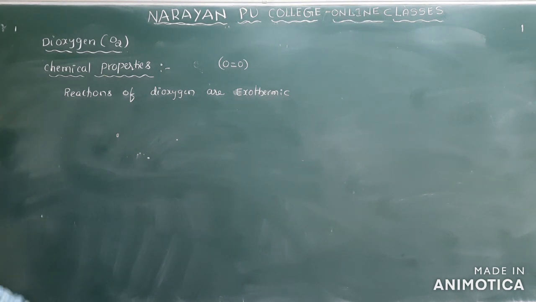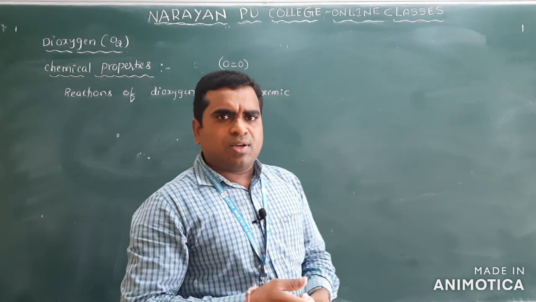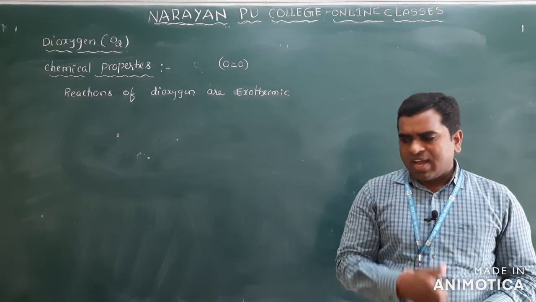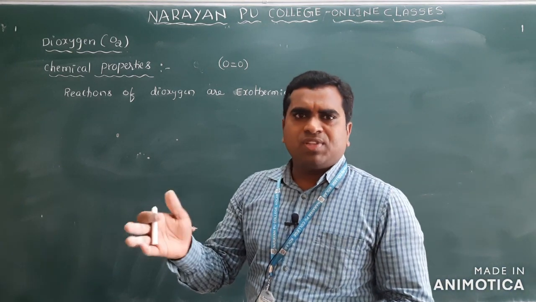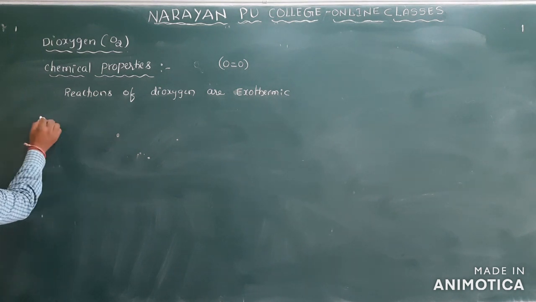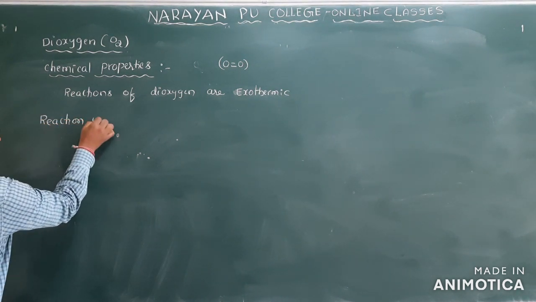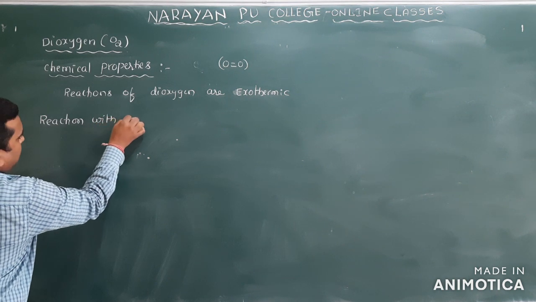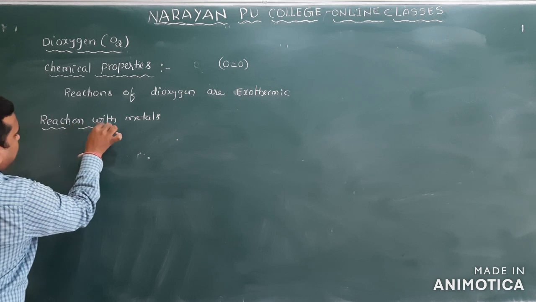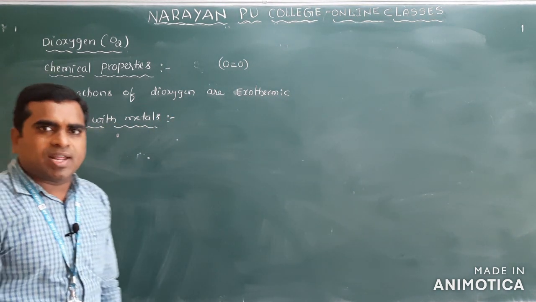Clear? And oxygen reacts with metals, non-metals, and also compounds, and converts them mainly into their respective oxides. So put the first heading here: reaction with metals. Whenever it reacts with metals, the metals are converted into their respective metal oxides.